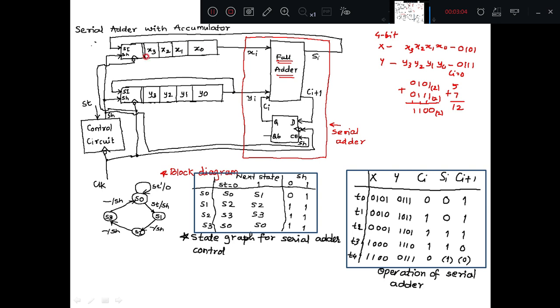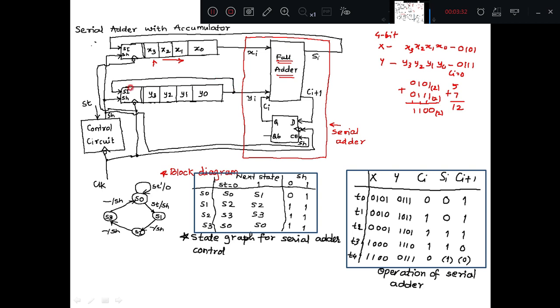X register size is 4-bit. So after addition, the sum you are storing in the MSB, and these bits you are shifting by one location. So you are shifting and storing the sum in this bit. After the x0, y0 addition, the sum is present in the x3 bit, and x3 is shifted to x2, x2 is shifted to the x1 position, and x1 is shifted to the x0 position.